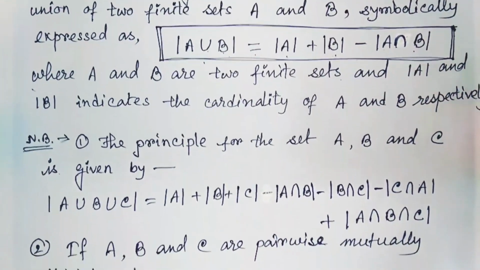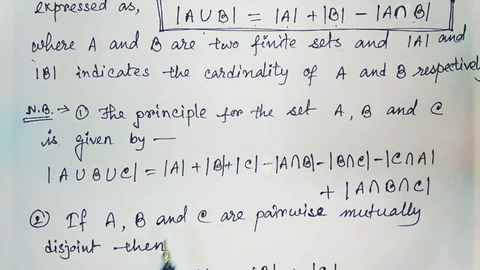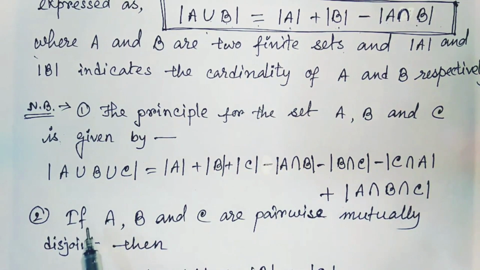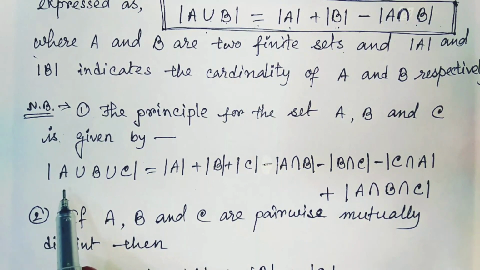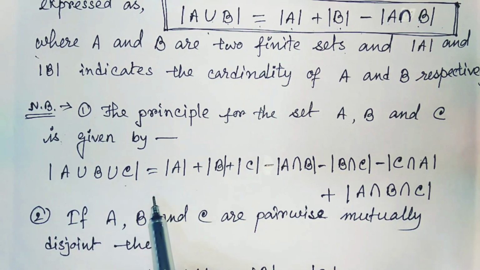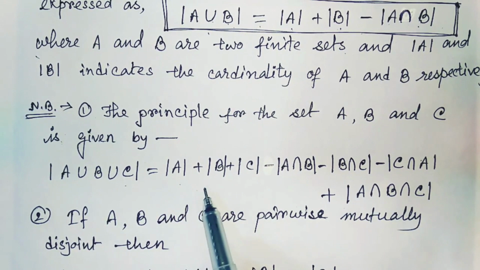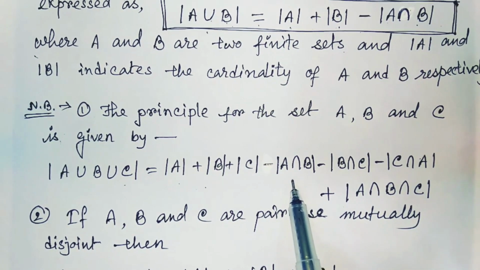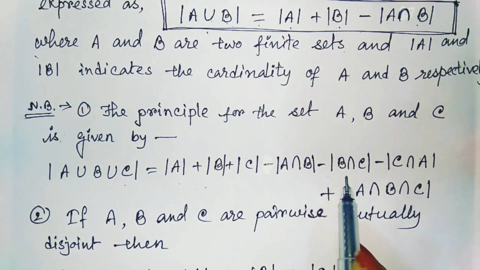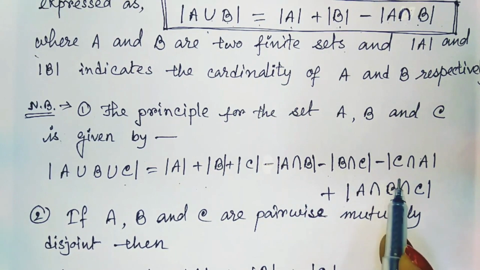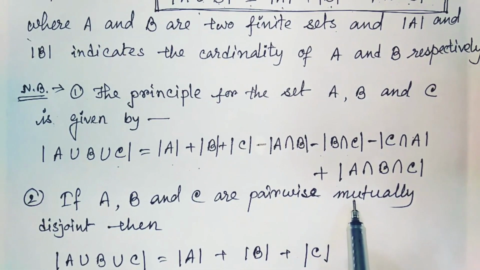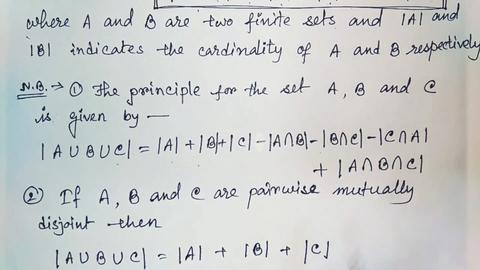Here, just one thing which you can remember: instead of two sets, if there are three sets A, B and C, then the formula can be extended in this way. Here the cardinality of A union B union C is equal to cardinality of A plus cardinality of B plus cardinality of C, then minus cardinality of A intersection B, minus cardinality of B intersection C, minus cardinality of C intersection A, then plus the cardinality of A intersection B intersection C.